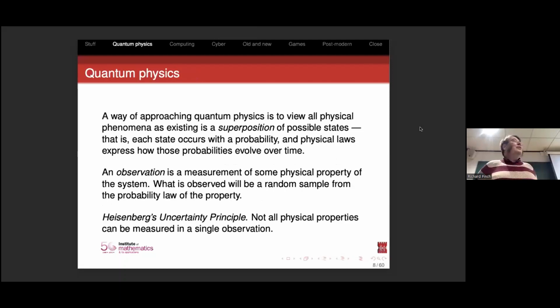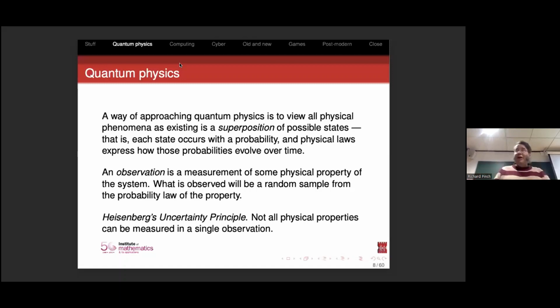So let me give you a quick but not very good introduction to quantum physics. So this is why I think about it. Physical phenomena exist in a superposition of states. In other words, you do not know what state your system is in. All you know is that there's a probability distribution on the states, whatever states are. Think of states as being the sort of what really happens. And physical laws express how those probabilities evolve over time.